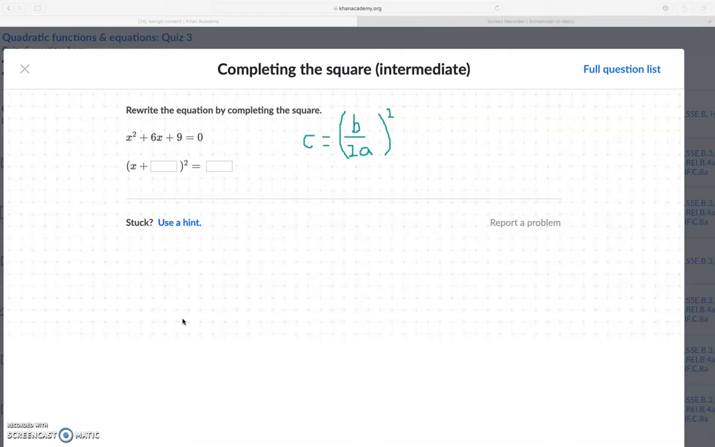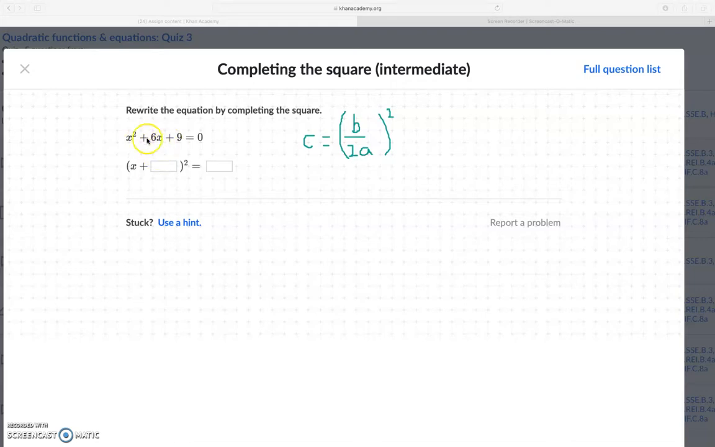For the Monday assignment, we talked about the initial step of completing the square, which was taking b and a and plugging them into this formula to get a constant that completed the square. Now, we're going to take it a step further today with this assignment. This is completing the square intermediate, okay?